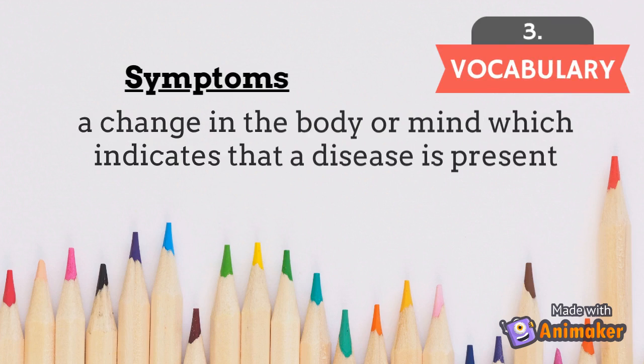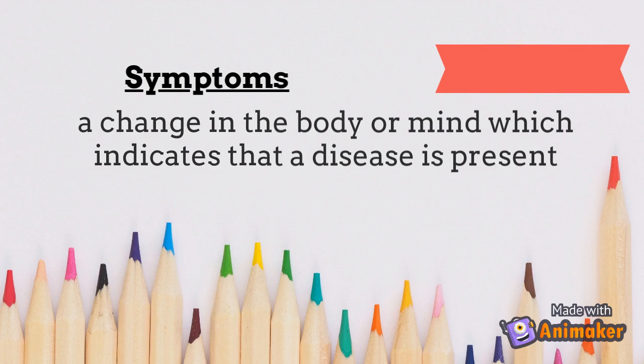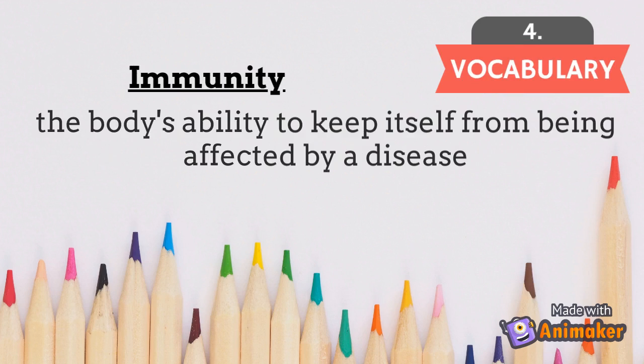The third vocabulary term, symptoms. A change in the body or mind which indicates that a disease is present. Symptoms. The fourth vocabulary term, immunity. The body's ability to keep itself from being affected by a disease. Immunity.